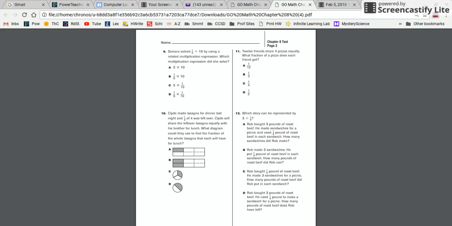A. 5 times 10. B. 1/5 times 10. C. 5 times 1/10. Or D. 1/5 times 1/10.